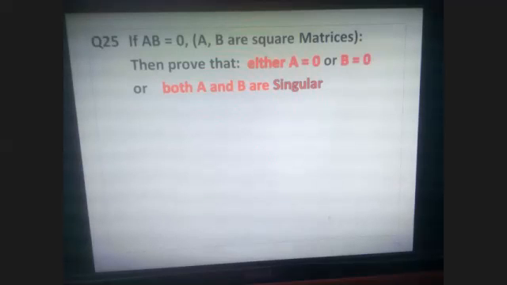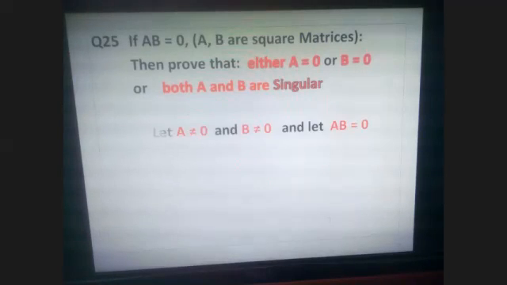must be singular matrices. If one of them is non-singular, then AB cannot be 0. Let us look into the proof. Let A not equal to 0, B not equal to 0, and let AB equal to 0.